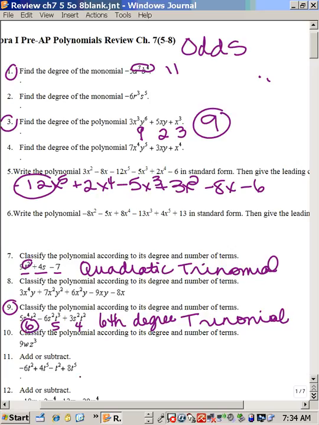Number 11, adding and subtracting monomials. I just need to add the exponents that are the same. So this is 4t to the 5th and 8t to the 5th, which is 12t to the 5th. I have a negative 6t squared and another negative t squared. That makes minus 7t squared.